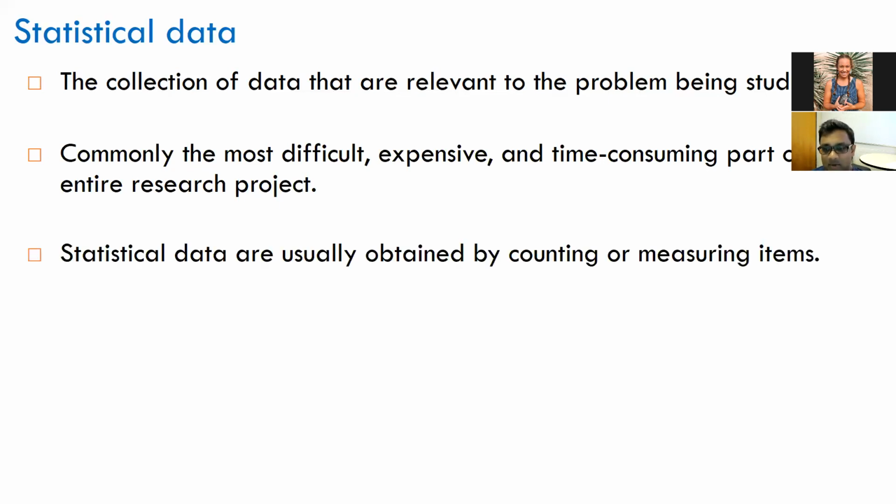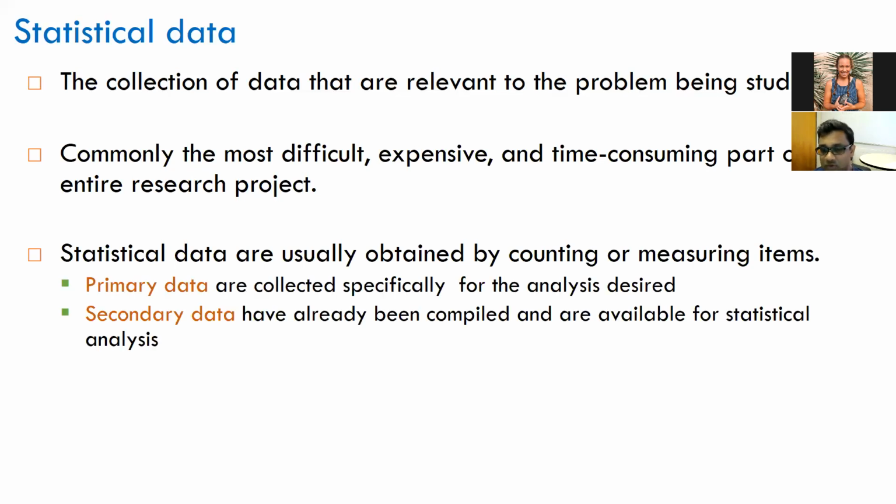So statistical data you can collect, basically obtained from counting or measuring, from experiment, field work or lab work. There are two types of statistical data, basically primary data and secondary data. Primary data are the data you collect from the experiments. So basically, you will design the experiment and then you collect the data from the field or the lab. So those are primary data.